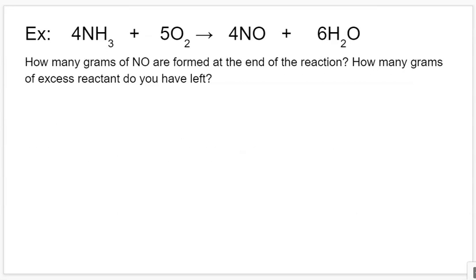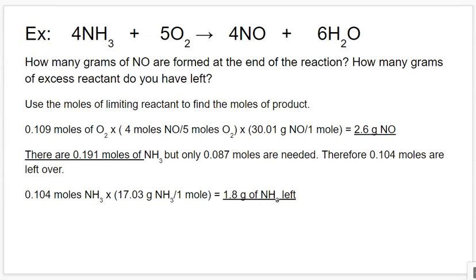All right, let's do a problem where we want to figure out how many grams of nitrogen monoxide are formed at the end of the reaction. So I want to calculate how much of this is formed based off of the amounts that I was given earlier. I also want to figure out how many grams of excess reactant we have left. So we had specific amounts of both reactants. One of them is going to completely run out, and another one is going to have a certain amount of mass left over. So let's calculate it.